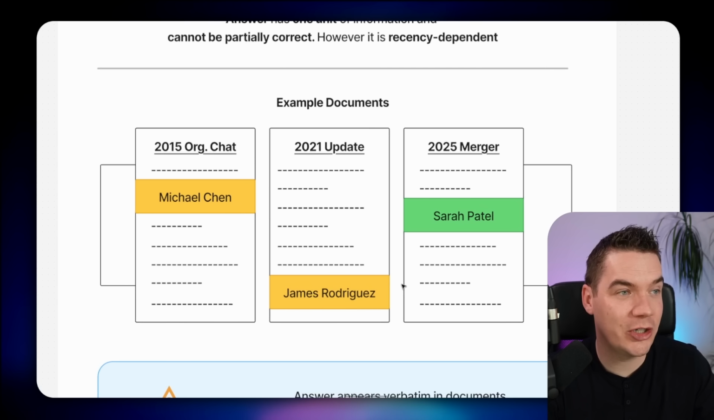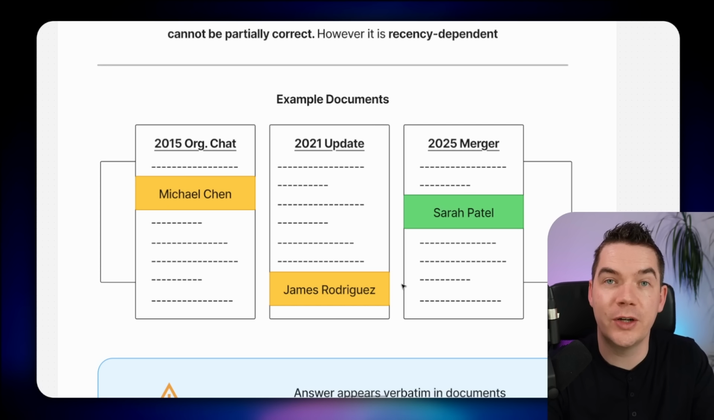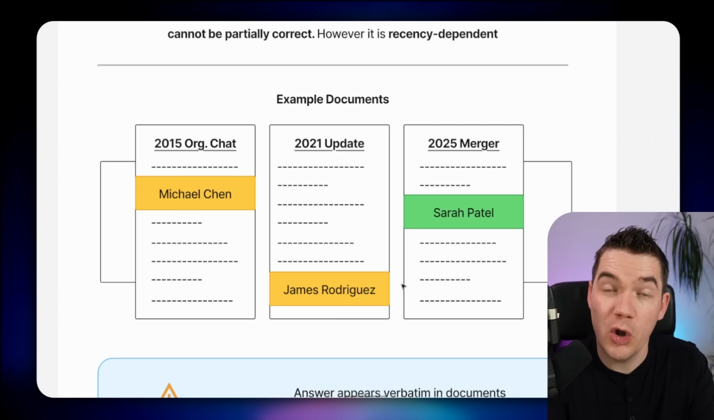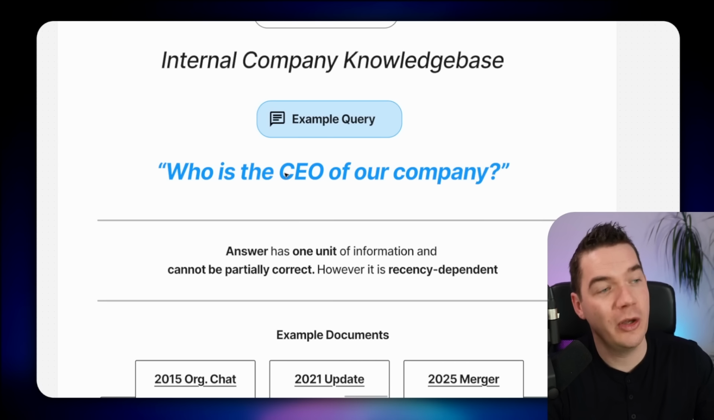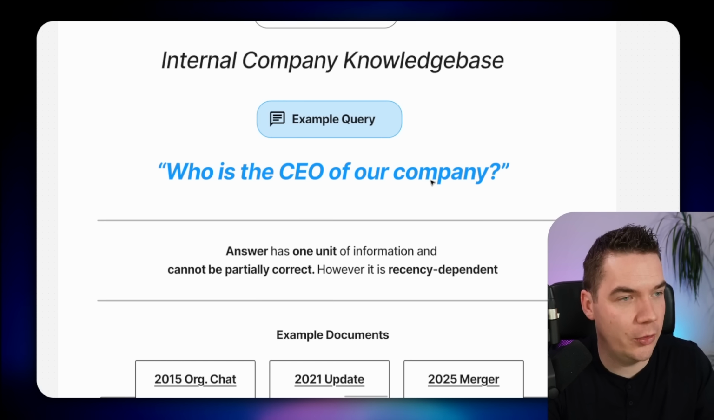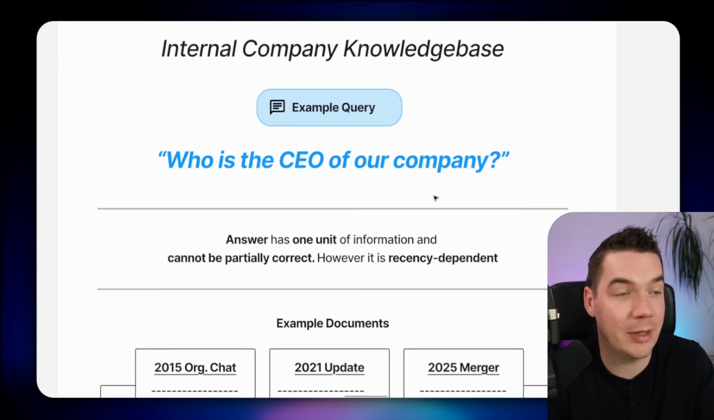Standard vector search is going to search for the word CEO or Chief Executive Officer, and it'll pull out lots of different names from lots of different documents over the last 20 years. So how does it know who is the current CEO? Because that's the implication here. Who is the CEO of our company? The person's most likely looking for the current CEO. Now that could be clarified by the agent, but I think that's the implication here.